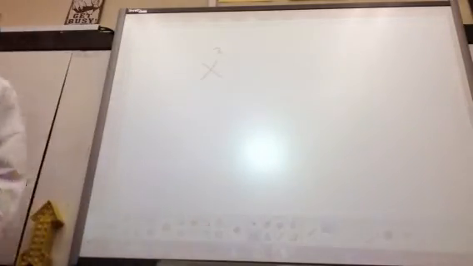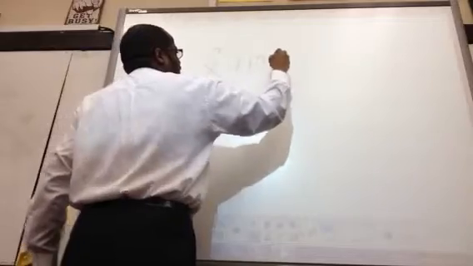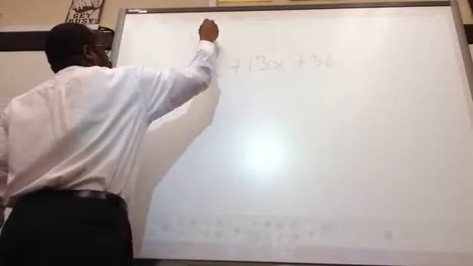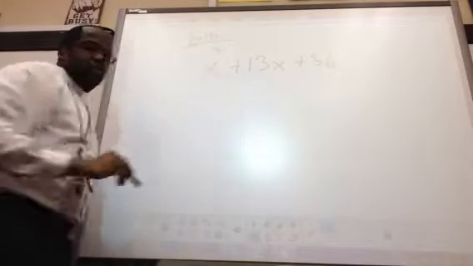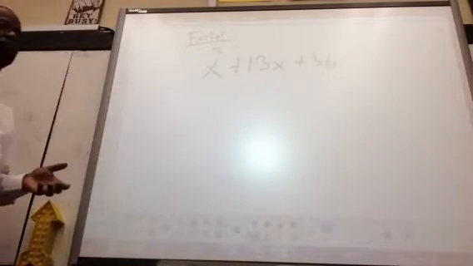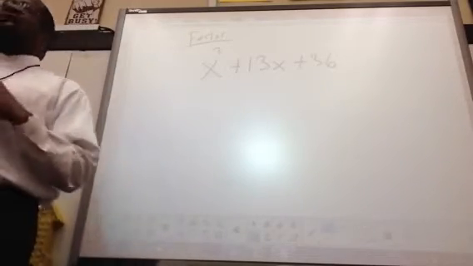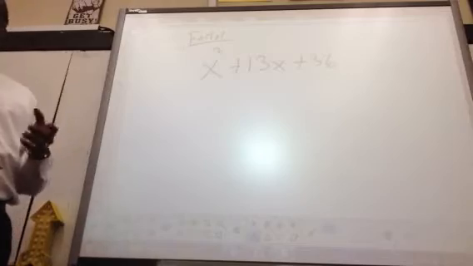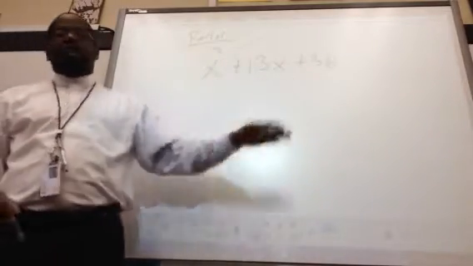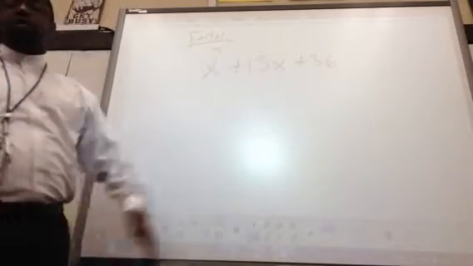Our first example today looks like x squared plus 13x plus 36. And I want you to factor this thing. Now, there are several ways to factor. The way that I'm going to show you is a more direct approach, and it will always work if the trinomial is factorable. All right, trinomial, that means a polynomial that has three terms.